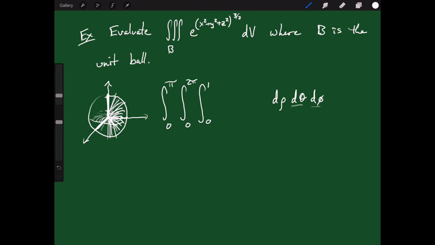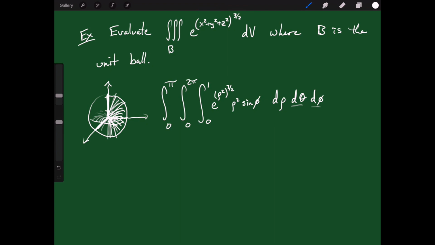Okay, now what goes in the middle? Well, we've got e to the x squared plus y squared plus z squared, but x squared plus y squared plus z squared is otherwise known as rho squared. So this is e to the rho squared to the 3 halves. And then I need to add in this additional factor because I'm switching to spherical. So I need to add in rho squared times sine of phi. And now I am ready to take my integral.